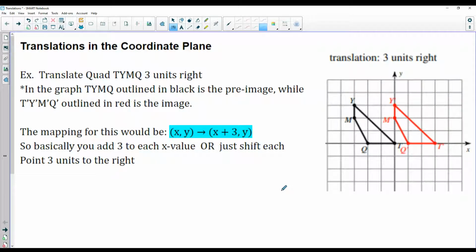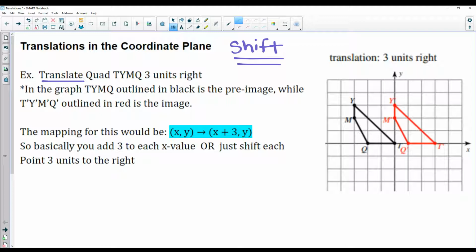Okay, today we're going to talk about translations in the coordinate plane. A translation is like a shift, okay? So what we're talking about here is taking our shapes and shifting them. To translate, so when you see that word translate, you need to think shift. Translate the quadrilateral TYMQ 3 units to the right.